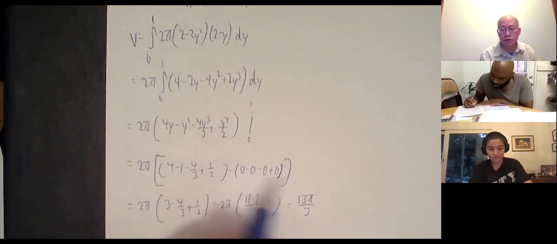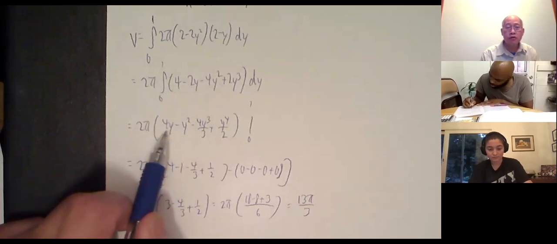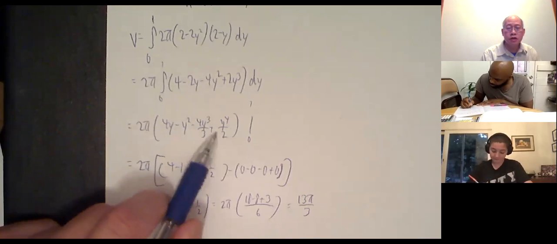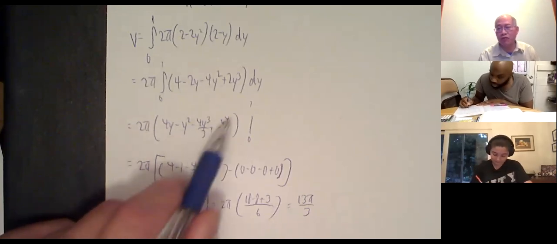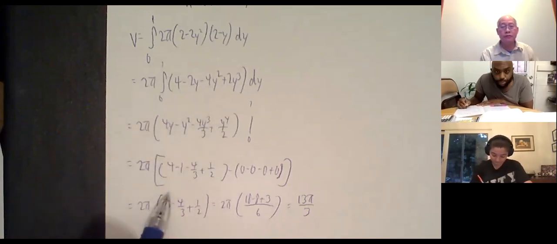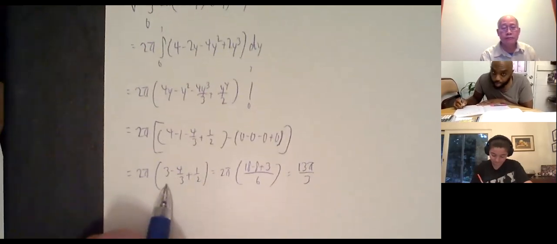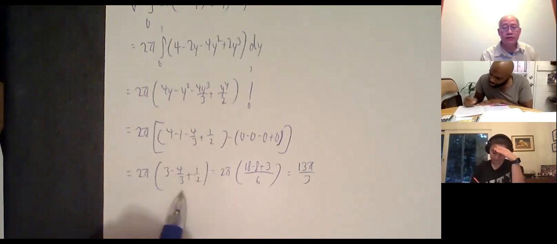Plug in 0, you get all zeros, which is nice. Plug in 1, 4 minus 1 minus 4/3 plus a half. It's nice to plug in 1 because 1 raised to anything is 1. So 4 minus 1 is 3. Leave that alone, leave that alone.